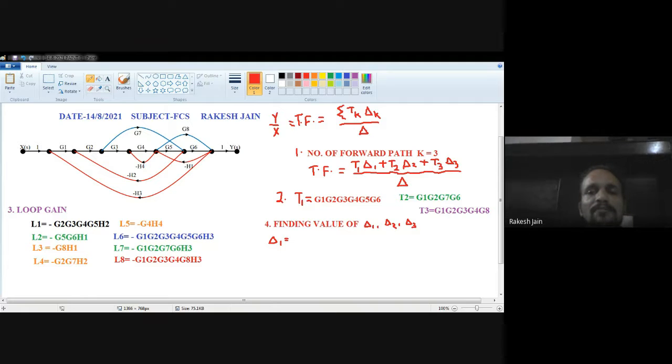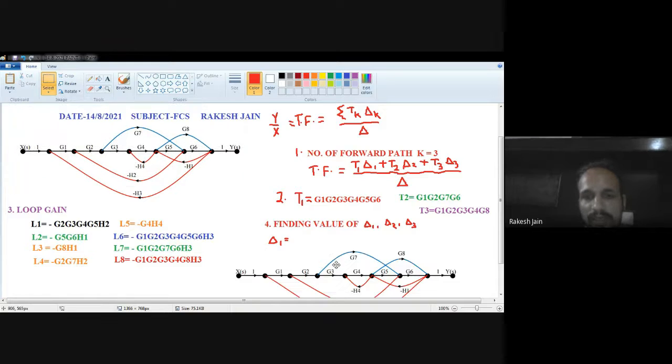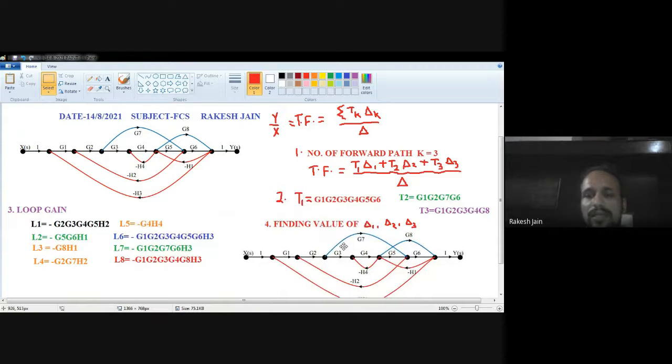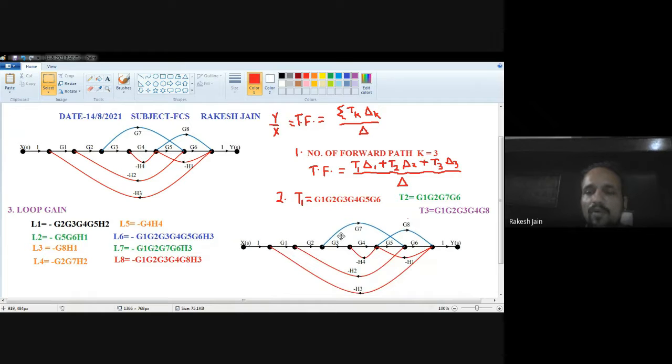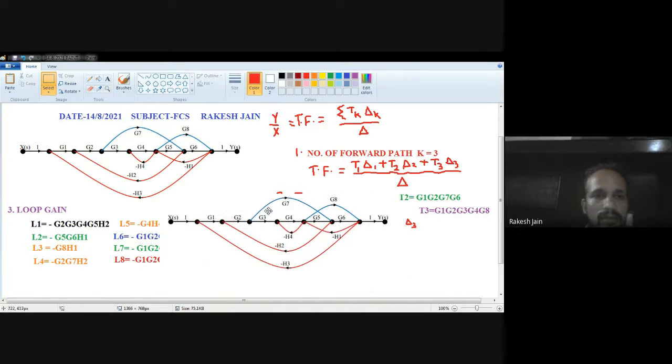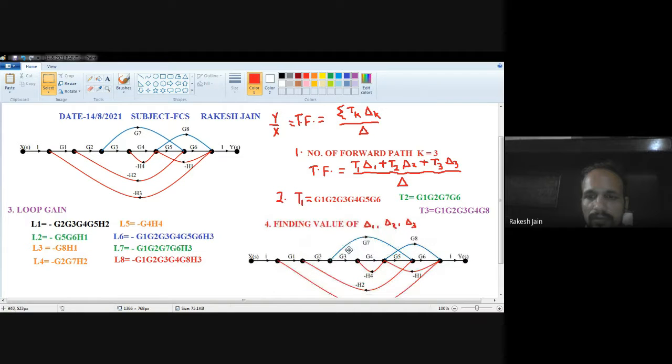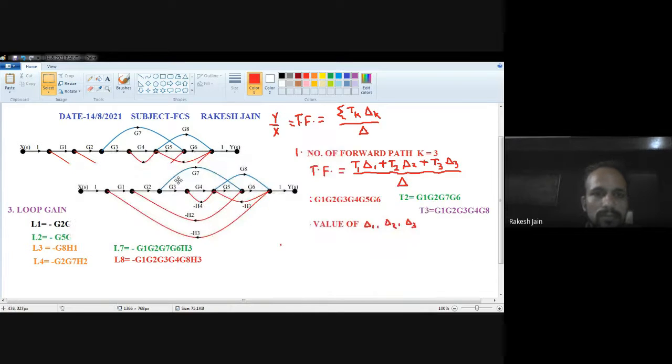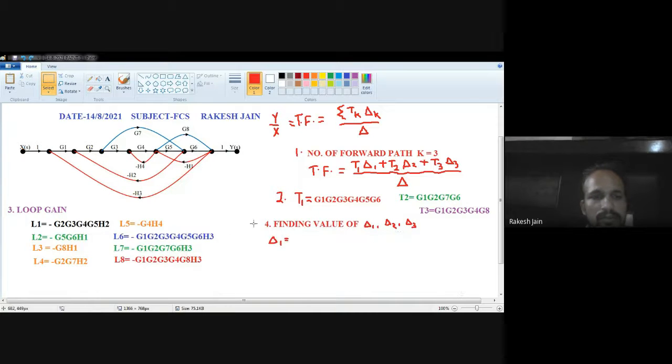If all the loops touch the first forward path, the value of del 1 will be 1. Otherwise, we have to write down the non-touching loops with the forward path as 1 minus, and so on. Now see very carefully. First of all, I paste this question once again, and we will see it here. Wait for a while, because of the lack of space, I will create some space first.